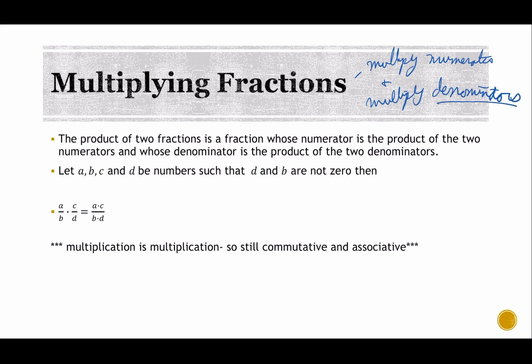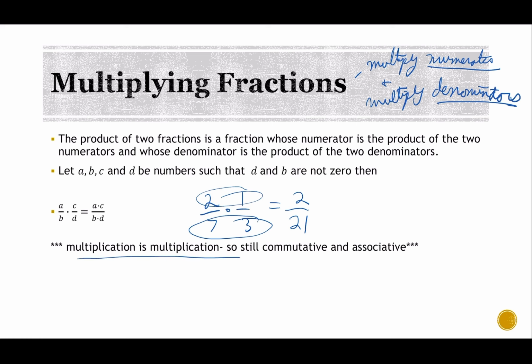Yes, my handwriting is really that bad. Okay, so we multiply the numerators and we multiply the denominators. So if I had 2/7 times 1/3, we would multiply 1 and 2 to get 2. We multiply 7 and 3 to get 21, right? Friendly reminder that this is multiplication. Multiplication is multiplication, so it's still going to be commutative, meaning order doesn't matter, and associative, meaning the grouping doesn't matter.